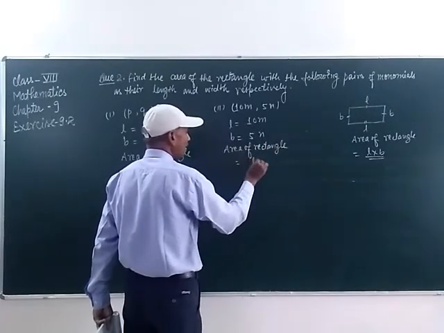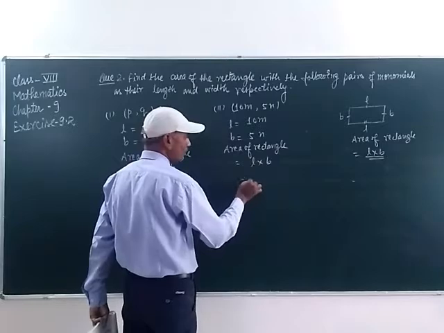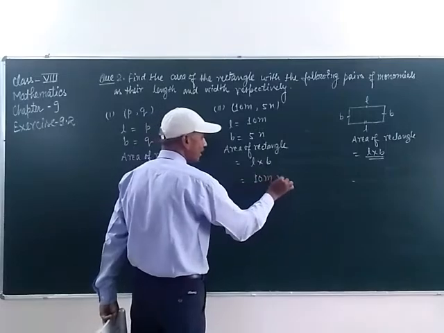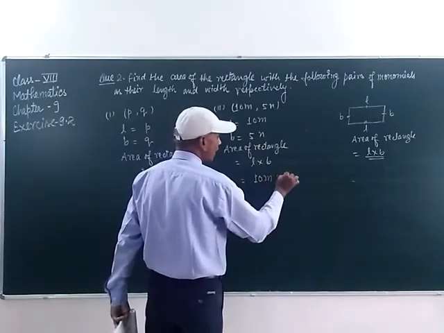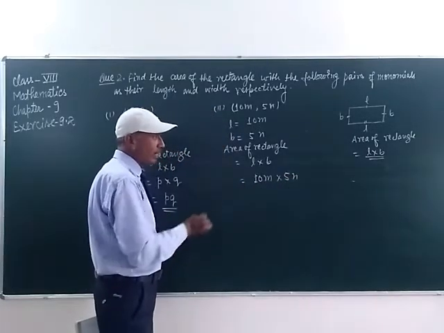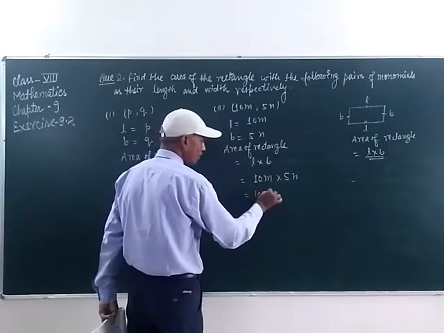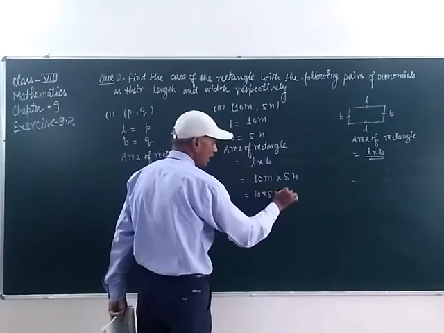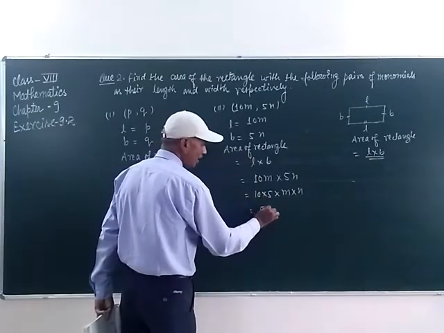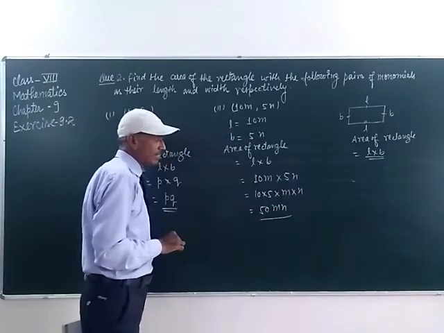Area of rectangle is equal to L into B, length into width, student. So in place of length we have to write 10m, and in place of width we have to write 5n. Now we have to multiply numbers with numbers and variables with variables, student. This one is 10 into 5 into m into n. 10 times 5 is 50, m into n is mn. This one is the answer, student.